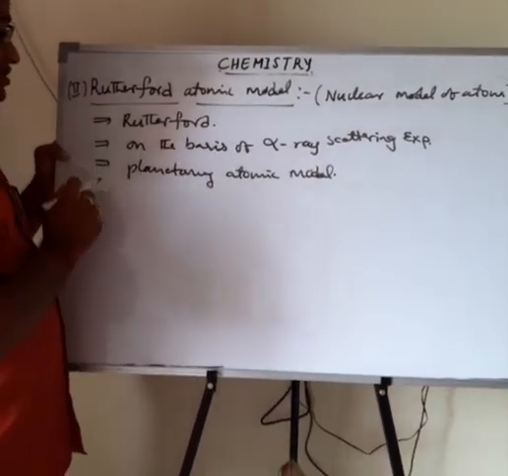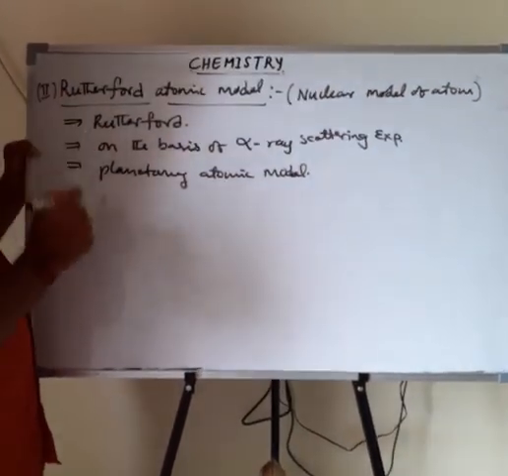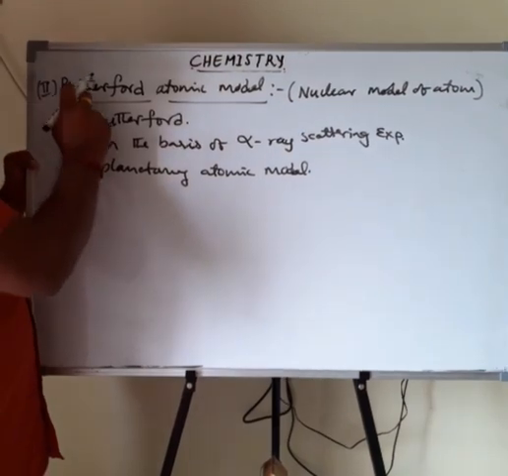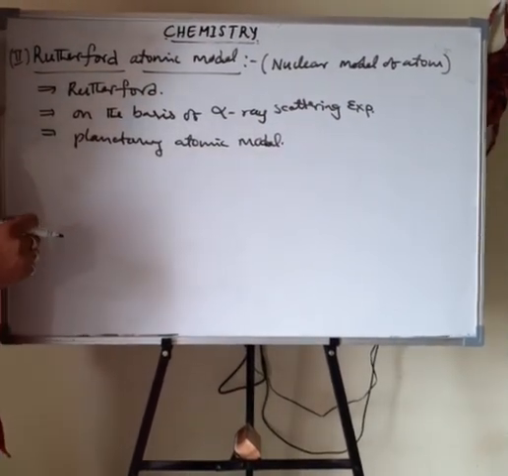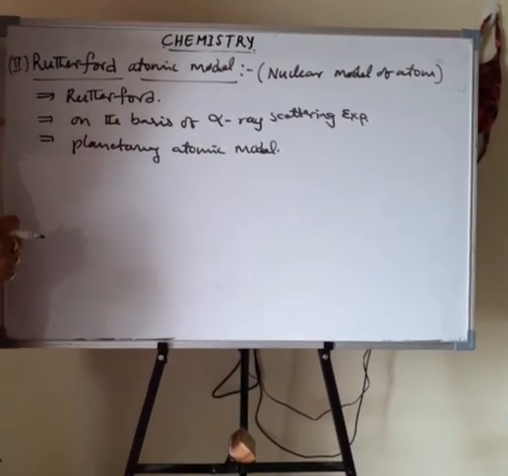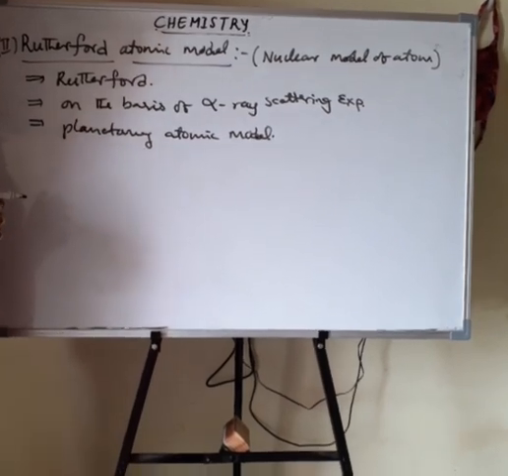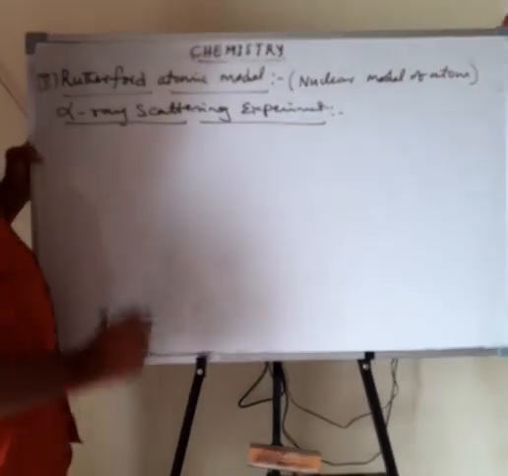So once again, the Rutherford atomic model is also called the nuclear model of atom. It was explained by the scientist Rutherford, on the basis of the alpha ray scattering experiment. It is also called the planetary atomic model. The next concept is the alpha ray scattering experiment.